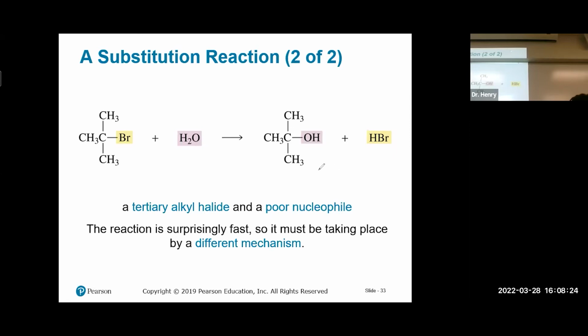Okay, so the thing is that this reaction actually occurs for one thing, right? And then it happens pretty fast. So the mechanism that we've learned before can't be the mechanism because we know that the tertiary alkyl halide is going to be a slow reacting molecule. And then also we have a poor nucleophile, right? So for it to have a faster rate, something else has to be going on, right? Yeah.